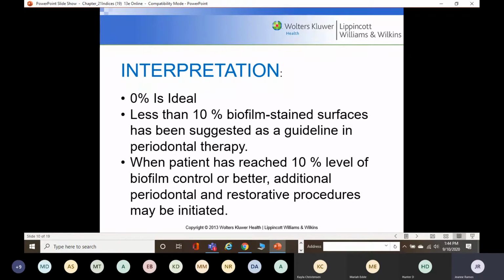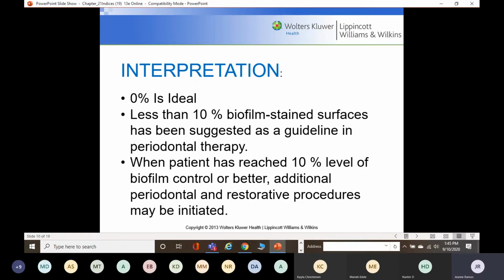So this would be somebody who had a very high level, like 50% biofilm, 40% biofilm. It's almost half of their mouth. They also have perio issues, and they have fillings that need to be done, and they have severe gingivitis because of all this biofilm.